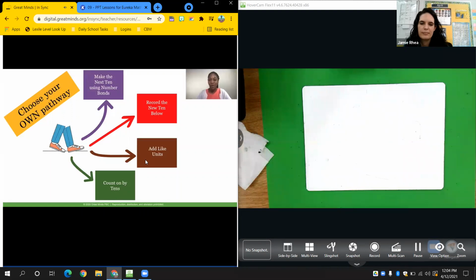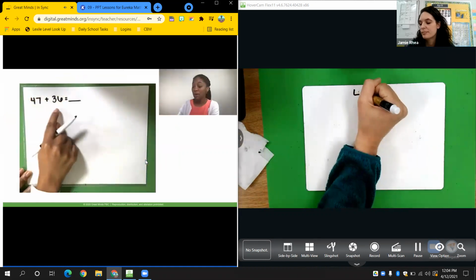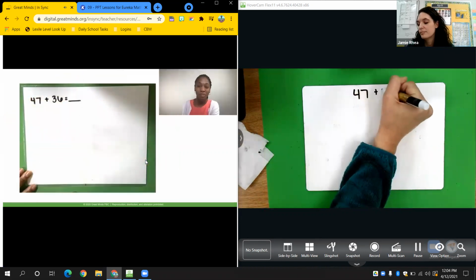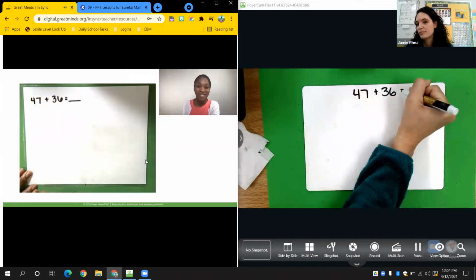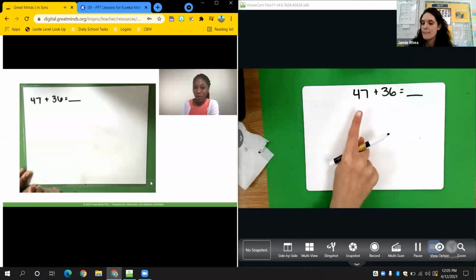So let's get started with our first number sentence. Take a moment to write 47 plus 36 equals blank. This will be the first number sentence that we solve. Great. So go ahead and solve this problem using any strategy that you want. And I'll be solving as well behind my secret wall. And you'll be able to compare your work with mine. Go ahead and get started.